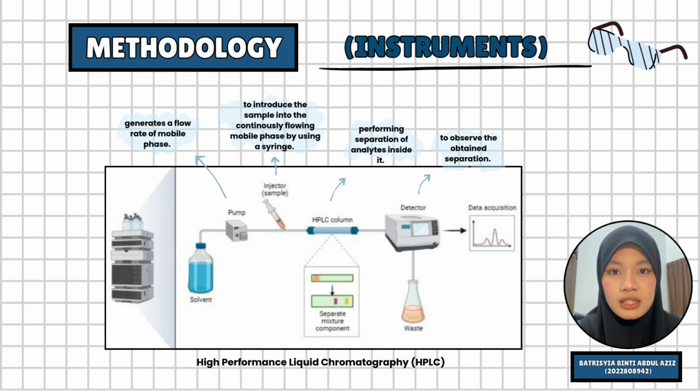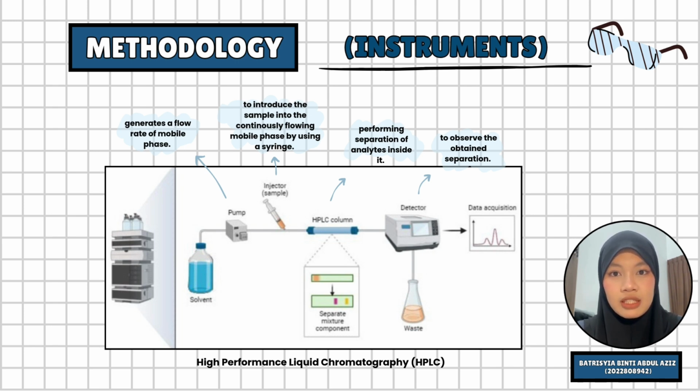The column contains the chromatographic packing material needed to effect the separation. This packing material is called the stationary phase because it is held in place by the column hardware. A detector is needed to observe the separated compound bands as they elute from the HPLC column. Most compounds have no color, so we cannot see them with our eyes. The mobile phase exits the detector and can be sent to waste or collected as desired.